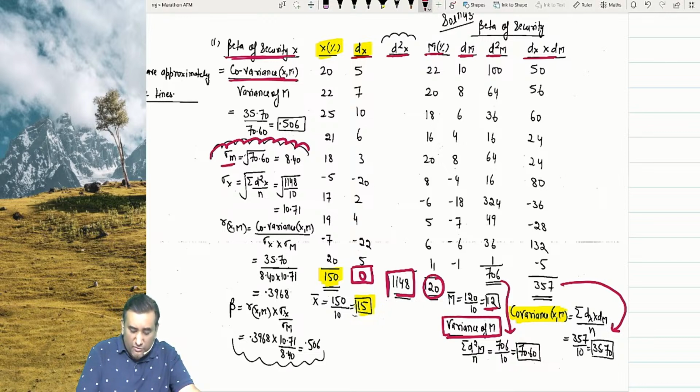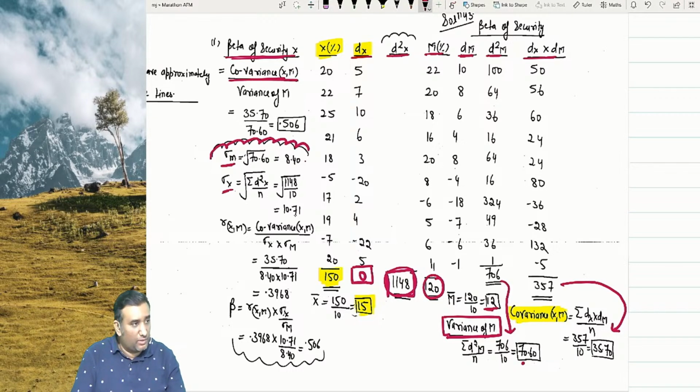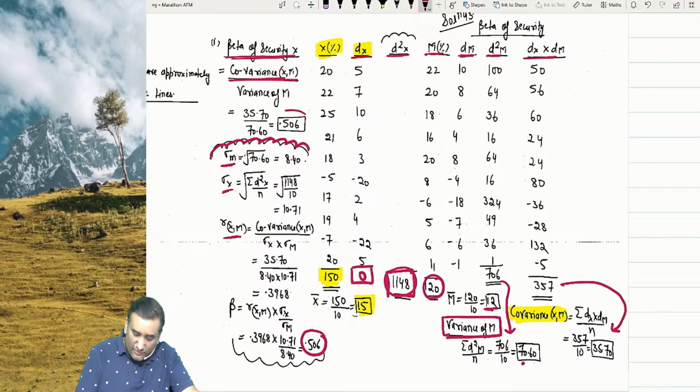I need standard deviation of a market. Since I have variance of a market 70.6, I'll do under root. Standard deviation of X, I calculated this 1148. So 1148 divided by 10 under root. R formula I need because second formula is R into standard deviation of a security divided by. It becomes slightly lengthy. Hence we generally do not use unless and until required. R is covariance of stock and market divided by this, and then we apply. We get same this part here 0.50.